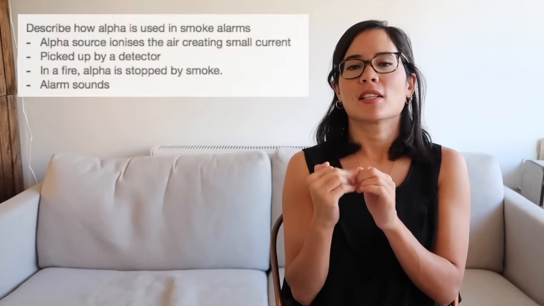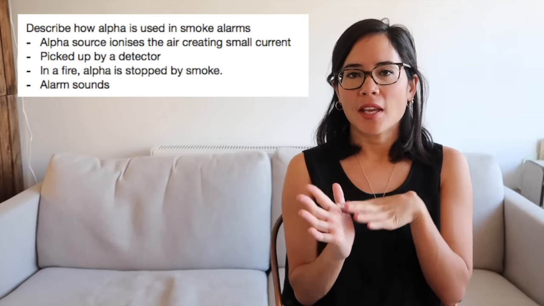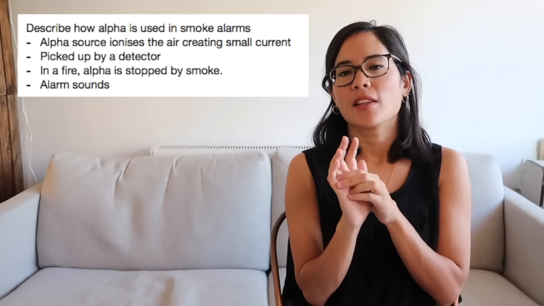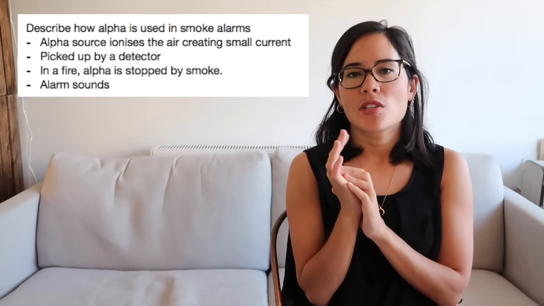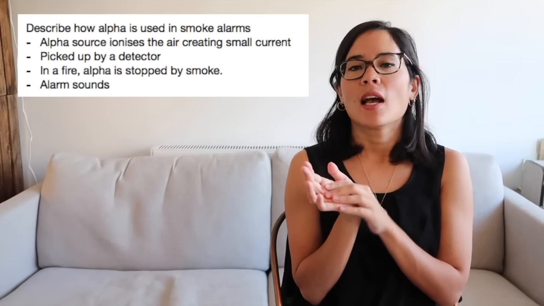Now, I've already told you that alpha's range in air is very limited. So the moment there's a fire, there are now smoke particles in the air, and they obstruct the alpha and stop it reaching the detector. So the detector gets a zero reading, and therefore the alarm goes off.